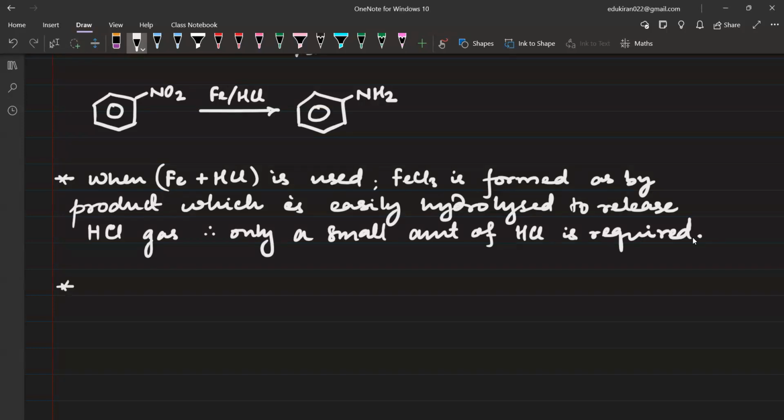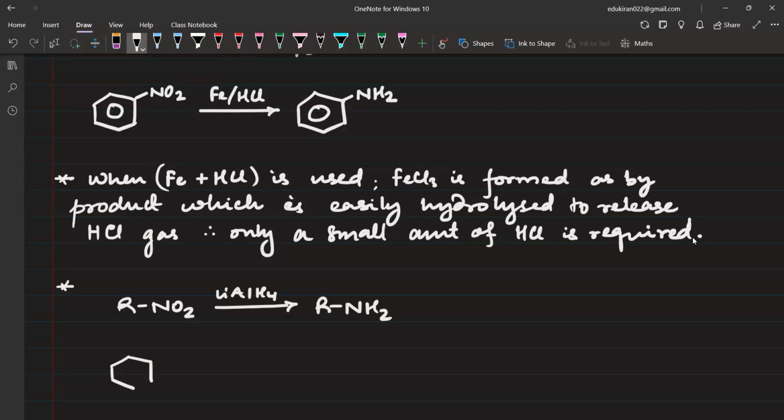This is important. You have aliphatic nitro compounds, for example RNO2. This can also be reduced using a good reducing agent, that is lithium aluminium hydride. So you will get RNH2. Lithium aluminium hydride is a reducing agent, so you will get an aliphatic amine.